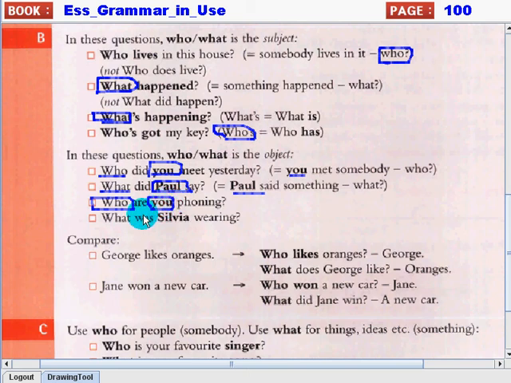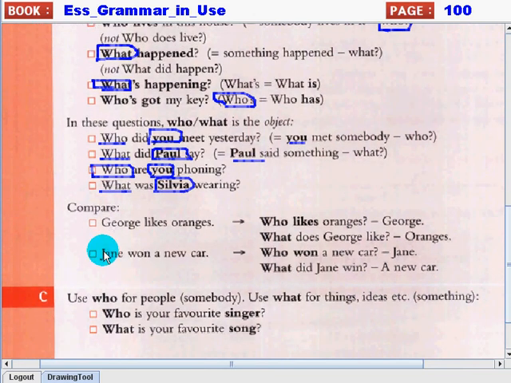Okay? Next, what was Sylvia wearing? Sylvia is our subject, and she's wearing a kind of clothing that we have to know. Our subject is what? That's our subject, okay?